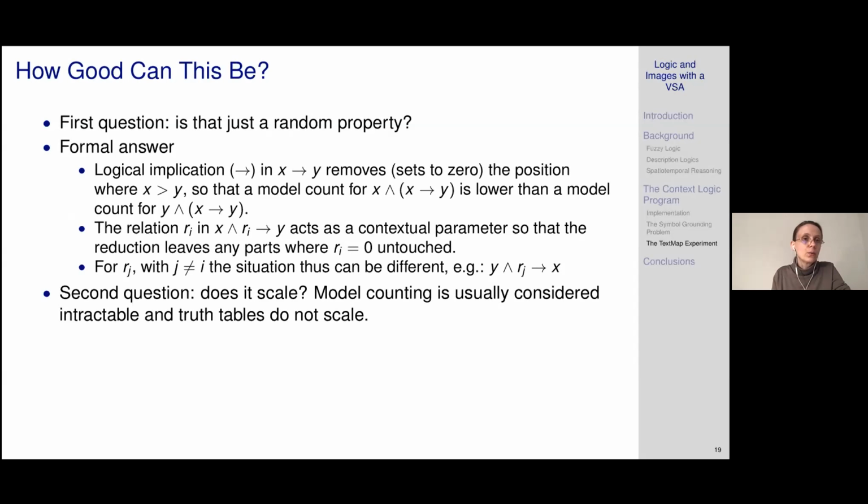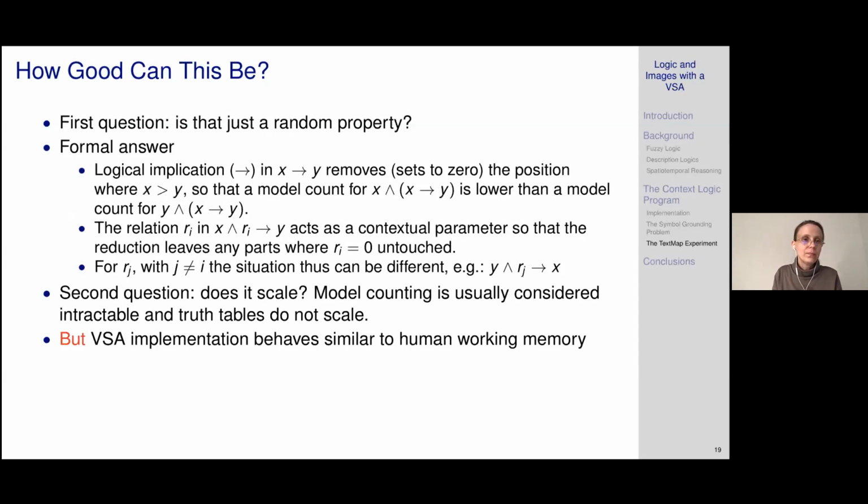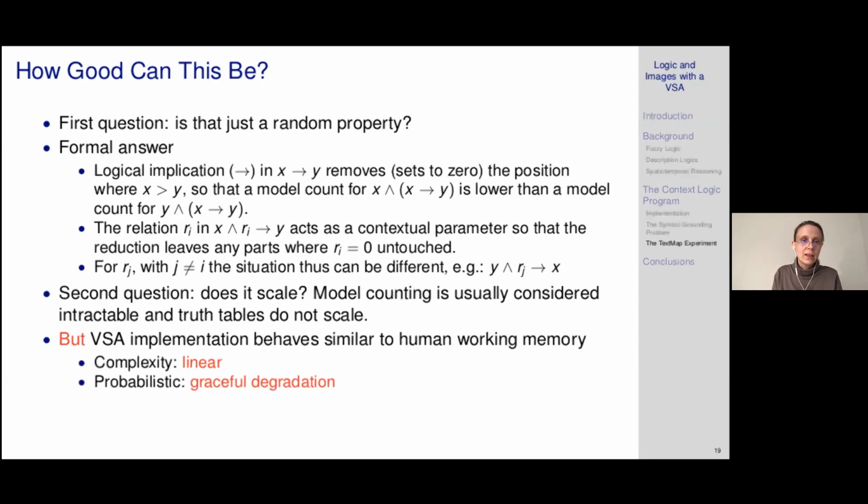Now the second question, does this scale? What I'm doing here by summing up the ones, I'm doing model counting, and this is usually considered intractable. Also, I've been using truth tables in my examples, so this does not scale. But with a VSA implementation, this behaves very similar to human working memory. I get a linear complexity reasoning mechanism that way. It's probabilistic with graceful degradation properties.